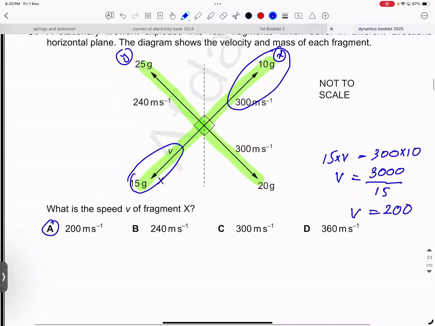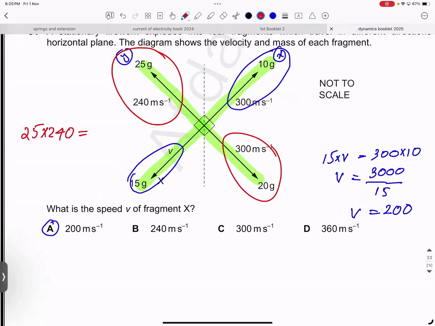You want to try the y-axis? Exactly the same answer. So for the y-axis, I'm using red color. So 225 times 240 should be equal to 20 times 300. The problem is the y-axis has no unknown, so it is giving you the same answers on both sides. So 6,000 is equal to 6,000. Did it give you something? No. The unknown was v, and v was on our assumed x-axis. We calculated, we equated, we got the answer.